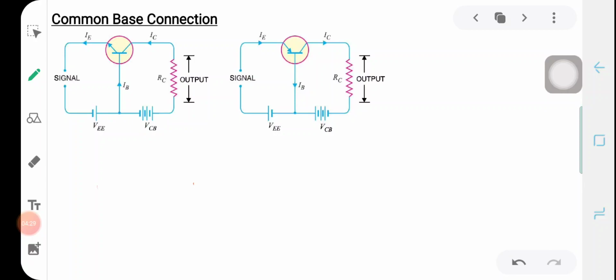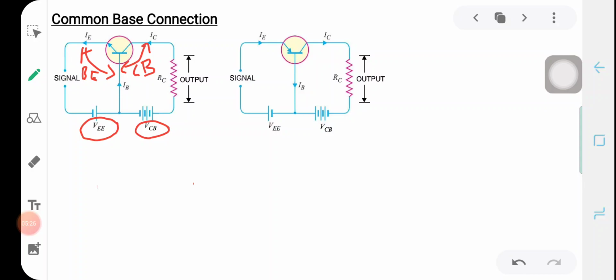So here, the voltage source VEE ensures that the base emitter junction is forward biased. And the voltage source VCB in the output will ensure that the collector base junction is reverse biased. If you look here, the negative of this VEE is connected to the emitter and the positive is connected to the base, so the base emitter junction is forward biased.